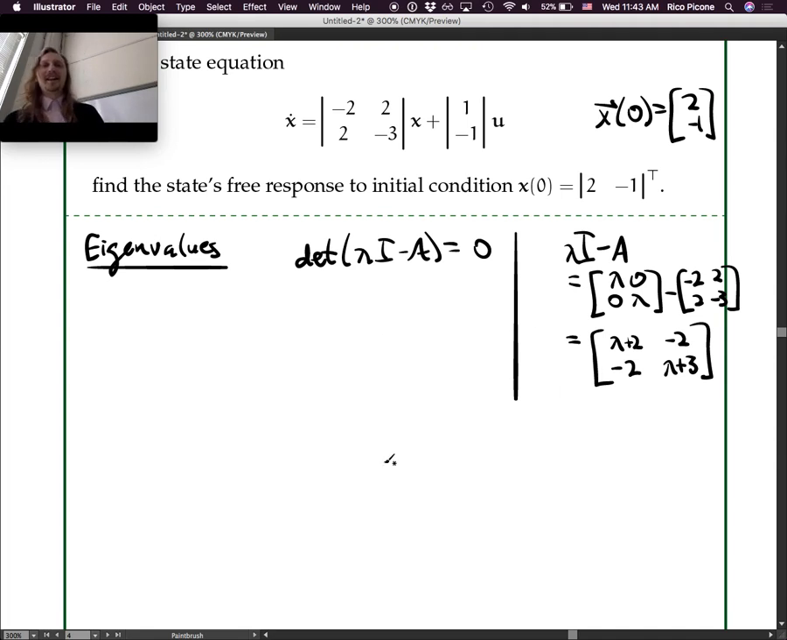Okay, so lambda I minus A. So now we need to find the determinant of that. So that is, remember this, lambda plus 2 times lambda plus 3. So this times this minus this times that. It's like an x, right? Well, it's actually like that.